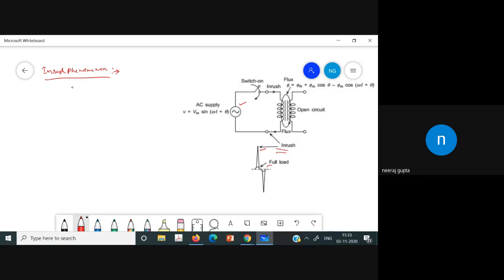Now let us suppose that we have the flux phi equals phi m sine omega t, and the induced voltage e is equal to n d phi by dt.